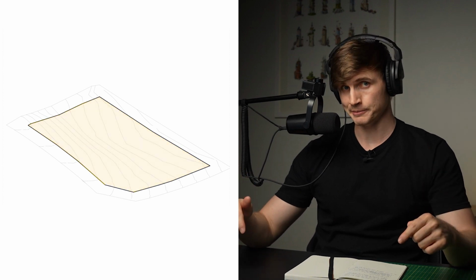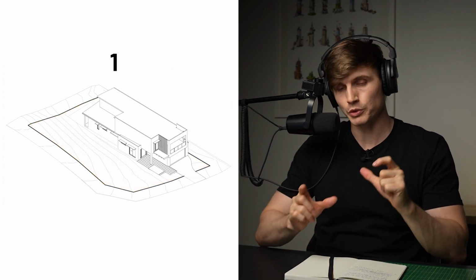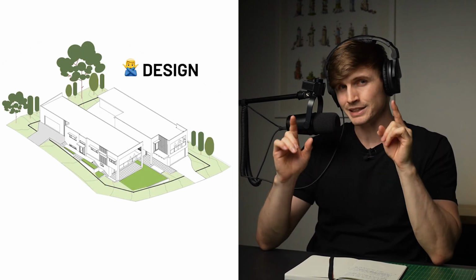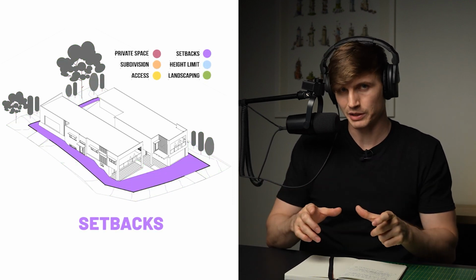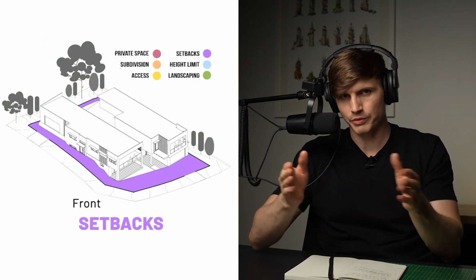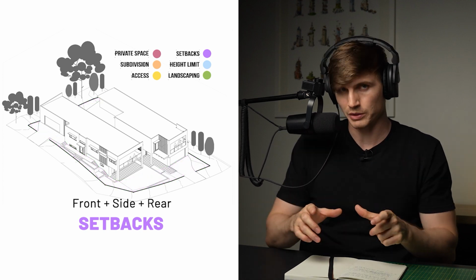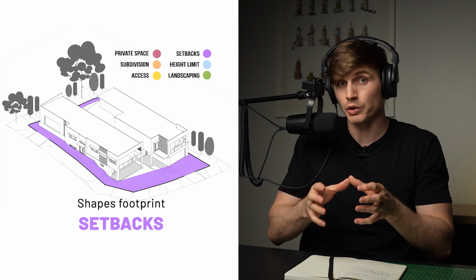So for this block here, we're splitting the block and we're going to put 2 dwellings onto it. Now we can't design without considering the constraints. So for example, the minimum setback. For setbacks, we're talking the front setback, the side setbacks, as well as the rear setback, which shapes the footprint that we're going to be able to play with.